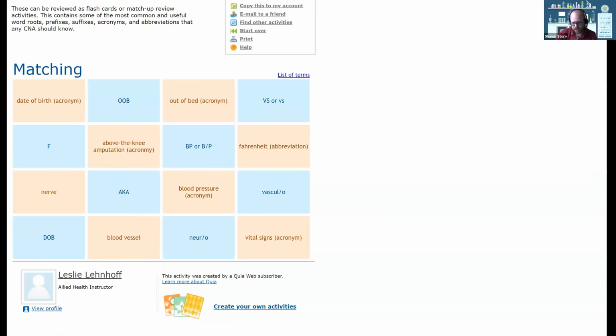All right, so we see two colors. We have orange and we have blue. The blue is going to be the term or the root, either the acronym or the abbreviation, and then the orange is going to be the definition. Let's see what we got. Can we make a pair?